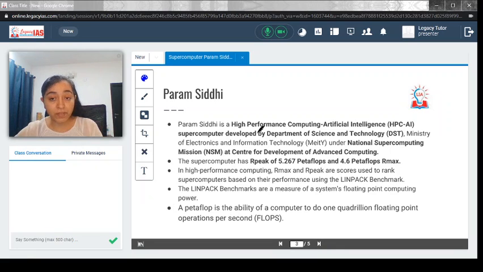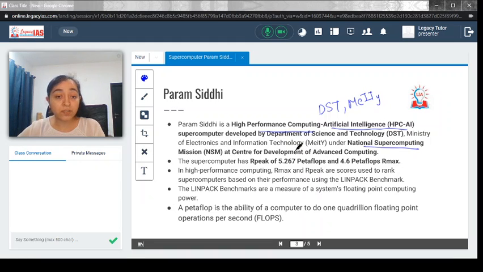Now let's try to understand what Param Siddhi is. It is a high performance computing artificial intelligence supercomputer developed by the Department of Science and Technology, Ministry of Electronics and Information Technology under the National Supercomputing Mission at the Centre for Development of Advanced Computing, or what we call CDAC. So basically the Department of Science and Technology, MeitY and CDAC all came together and made this Param Siddhi. It is formed under the National Supercomputing Mission. What is this mission? We will discuss it in the upcoming slides.